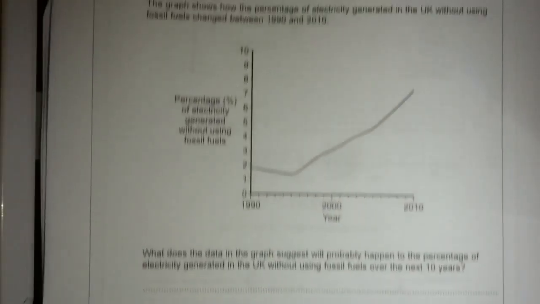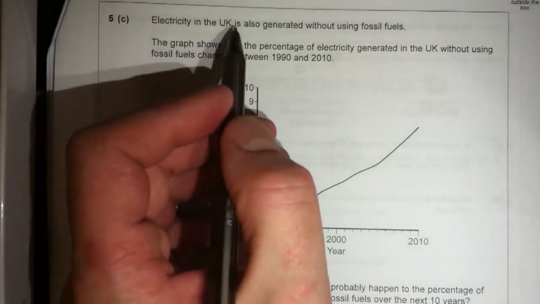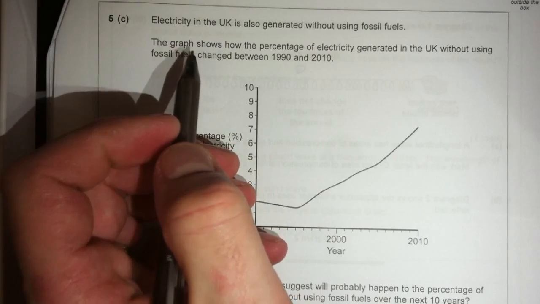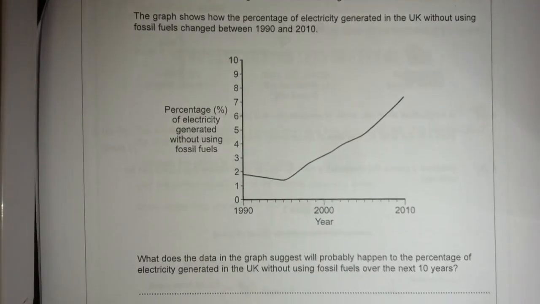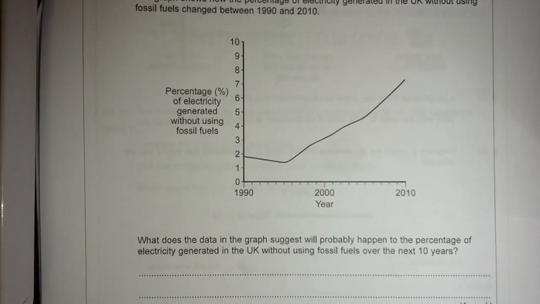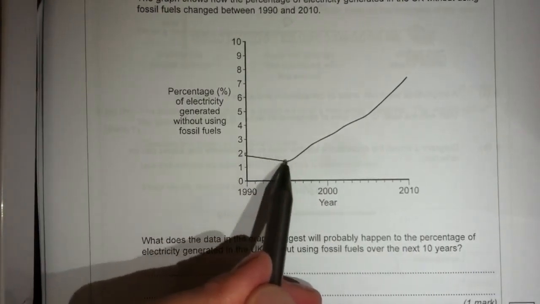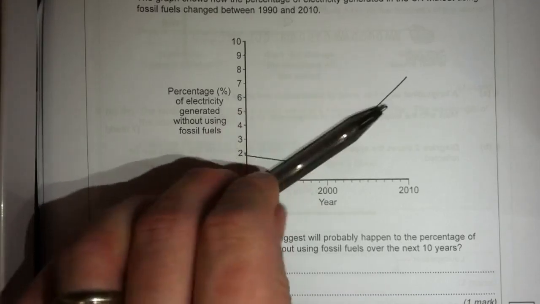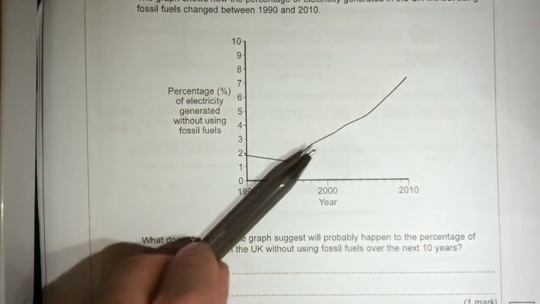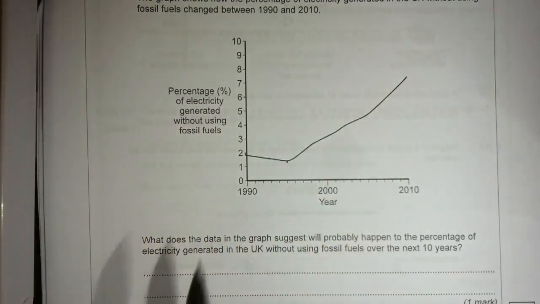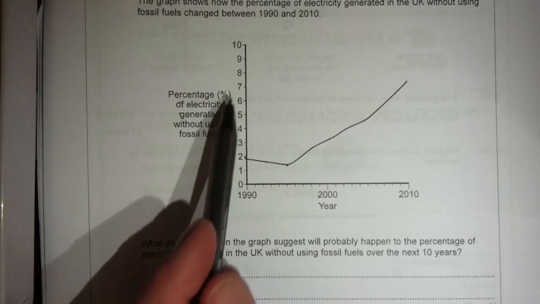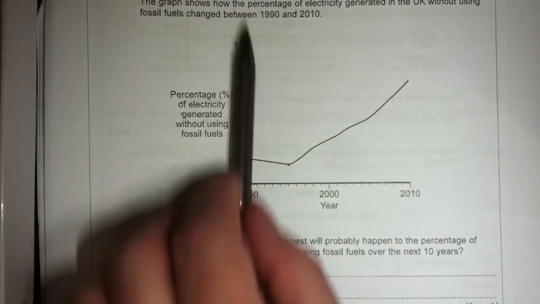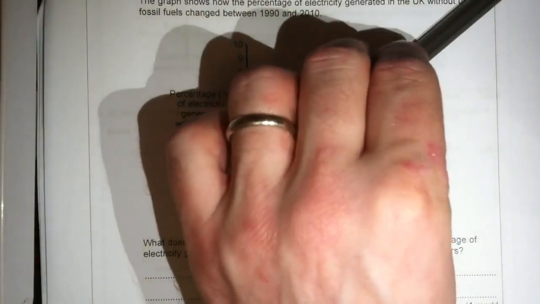Okay, over on to 5C. Electricity in the UK is also generated without using fossil fuels. The graph shows how the percentage of electricity generated in the UK without using fossil fuels changed between 1990 and 2010. So we can see here, if we look at this graph, the trend is in this direction. We can see an increase in the percentage of electricity generated without using fossil fuels. Always look at your axes. So as time goes along, percentage of electricity goes up in that direction.